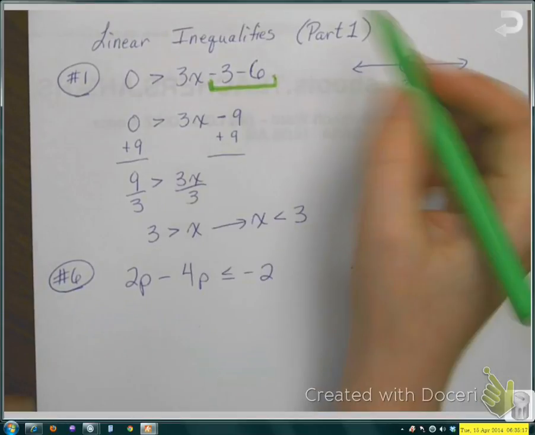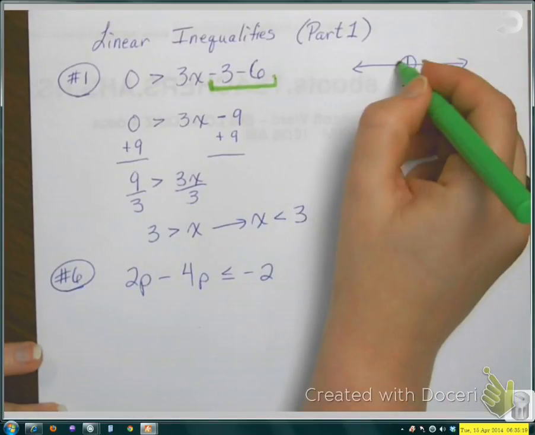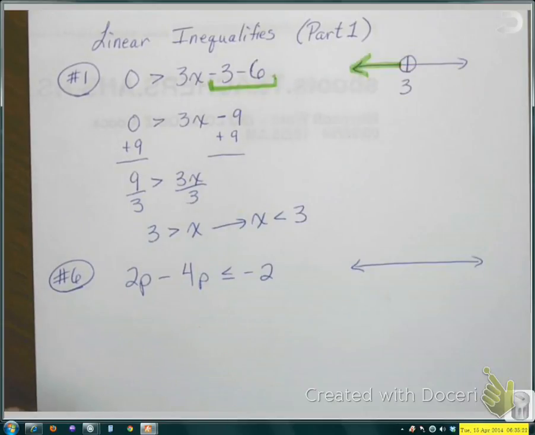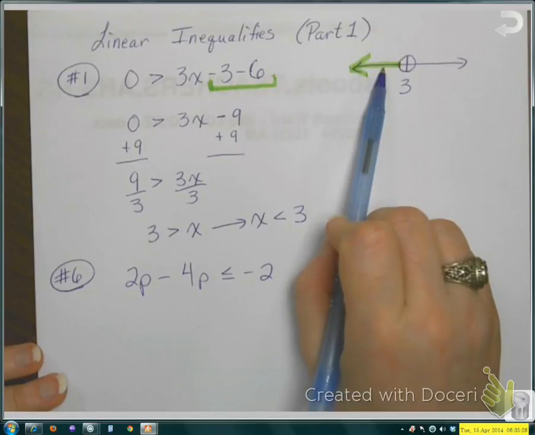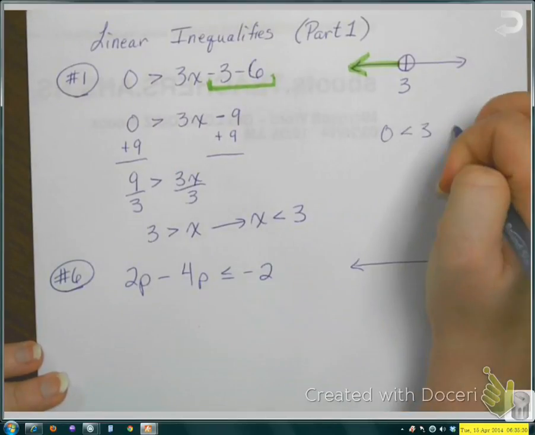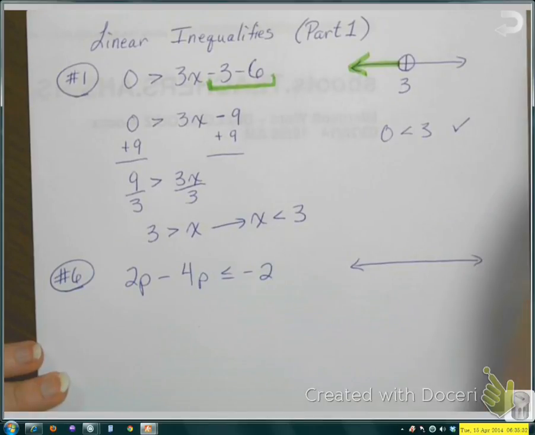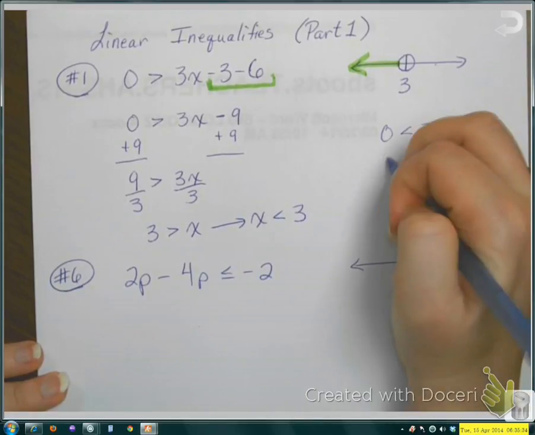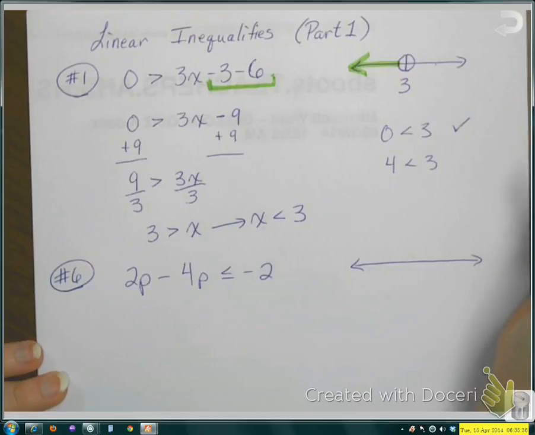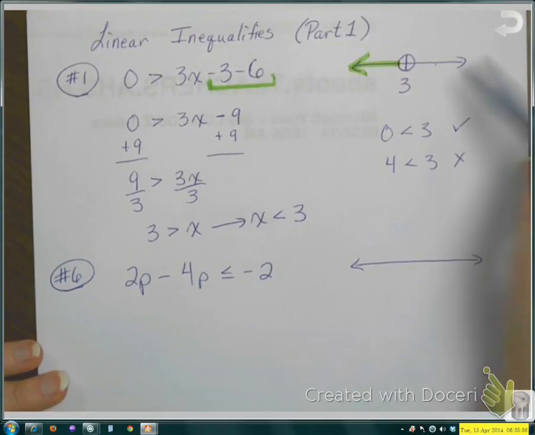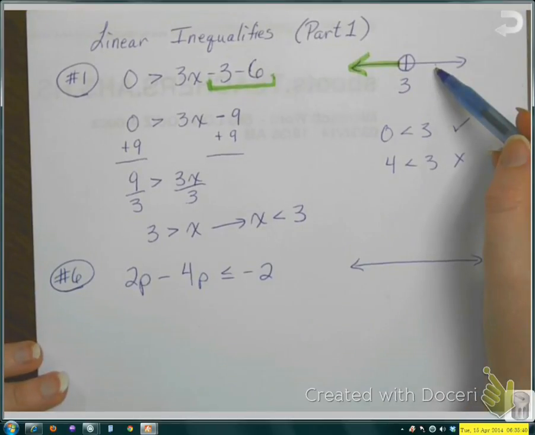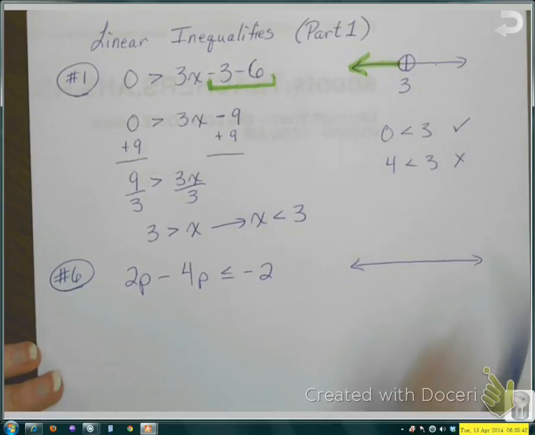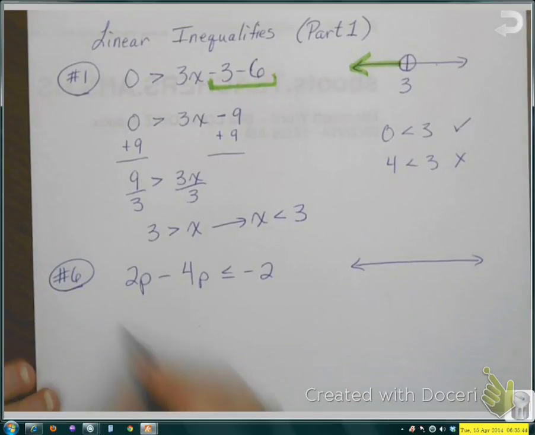You can always do what I call a plug-in and check. So I'm going to pick a number smaller than 3. So pick a number right here, 0. If I plug 0 in, is 0 less than 3? Answer is yes. I could also plug in a number over here, 4. Is 4 less than 3? Answer is no, so I do not shade to the right. I only shade to the left. Okay? Let's do number 6.